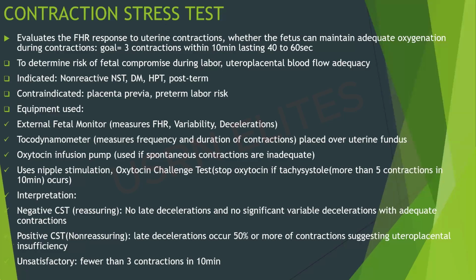When do we say there's tachysystole? If there's more than 5 contractions in 10 minutes. Note that the NST requires 2 accelerations within 20 minutes, that's 15 beats above baseline for 15 seconds. But with this one, we are dealing with 10 minutes, with three contractions, each lasting 1 minute, that is 40 to 60 seconds. That's what you should know.